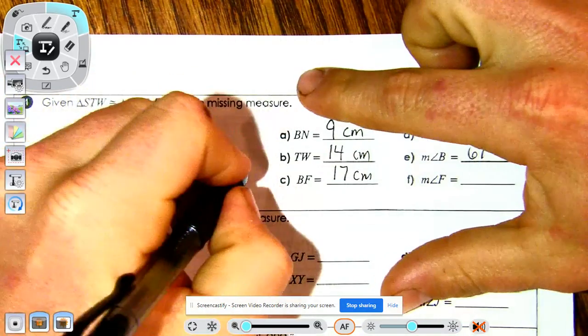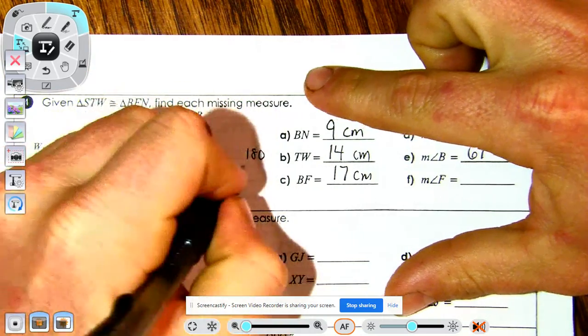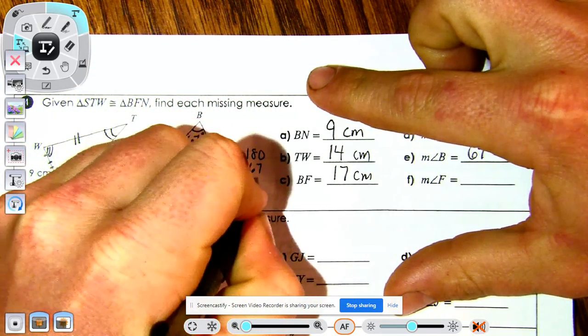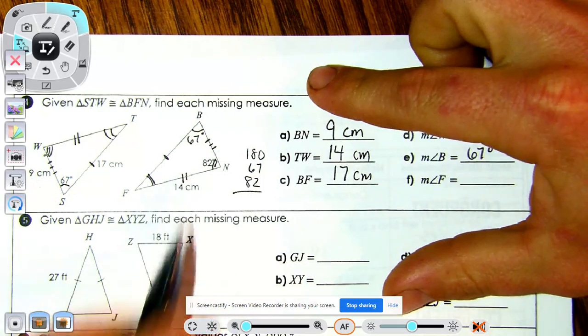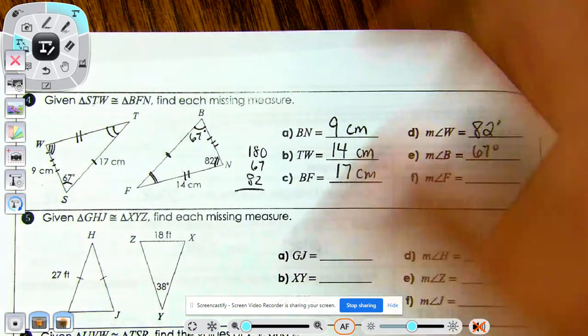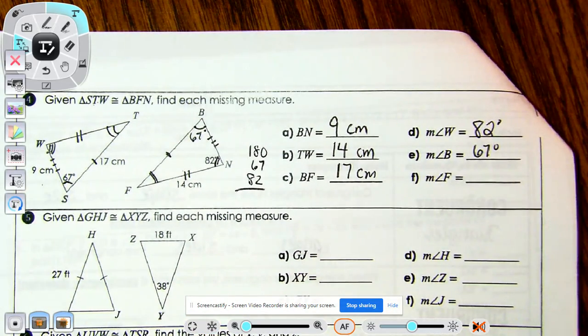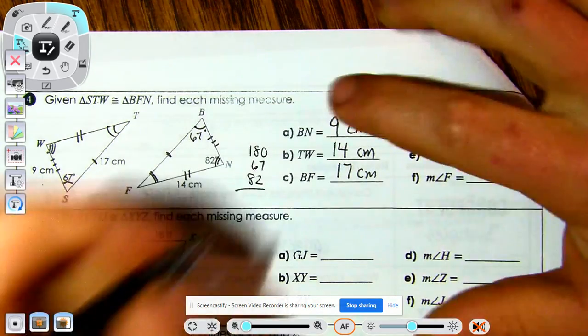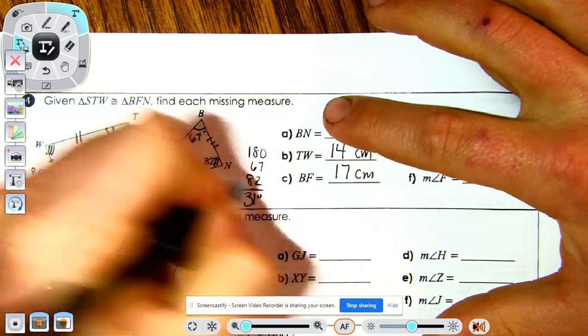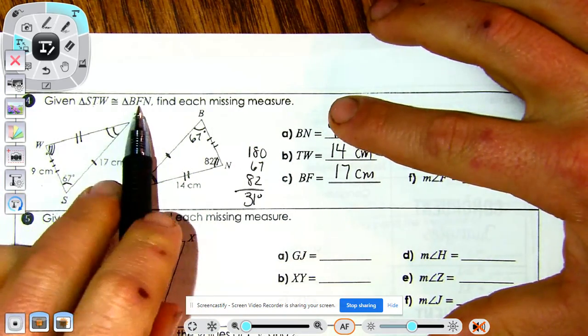Subtract 67, subtract 82. Or working this one individually, let's see, I would subtract those. I would find that angle F is equal to 31. And if angle F is equal to 31, angle T would also be equal to 31.